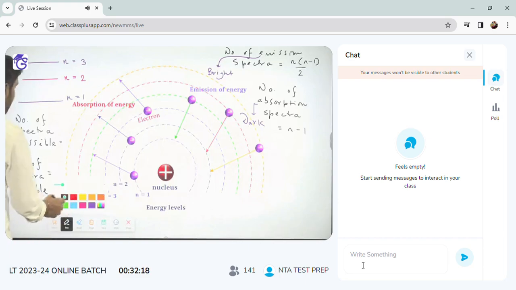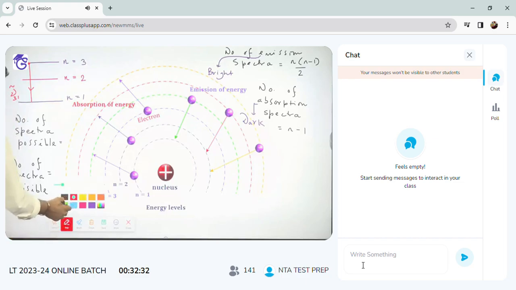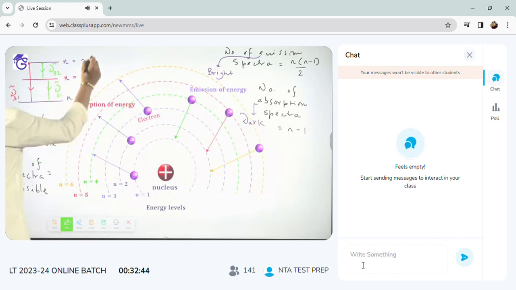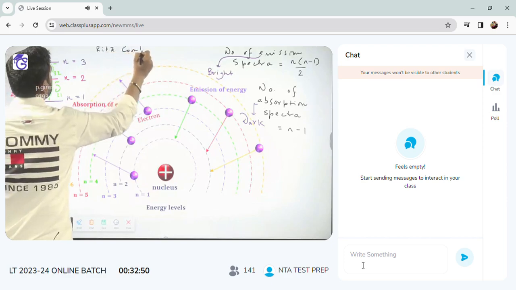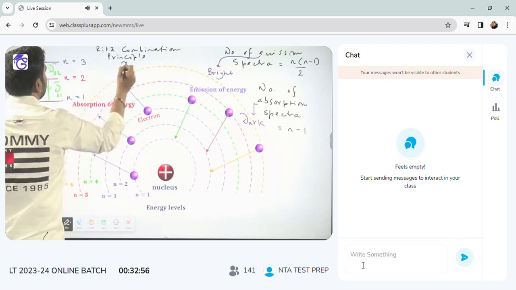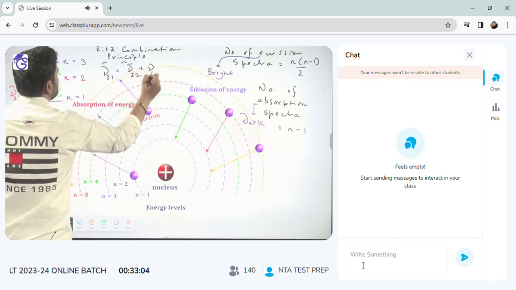Why? Because when we see the transition, we know that either it can come down from n equal to 3 to 1 directly. So let us say this wave number is called nu31 bar. Or it can make it in steps. It can come down first from 3 to 2 and then 2 to 1. If this wave number is nu32 bar, and this wave number is nu21 bar, there is one principle, called Ritz combination principle, which says nu31 bar is equal to nu32 bar plus nu21 bar.